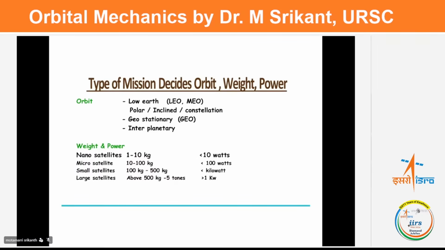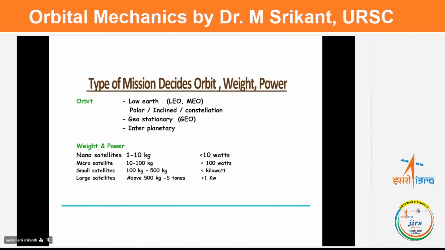Now, all these are types of orbits, but categorization of the satellites is done basically with respect to weight and power also. It is a general categorization. Like nano satellites, which weigh from 1 to 10 kg, and hardly the total power required is 10 watts.